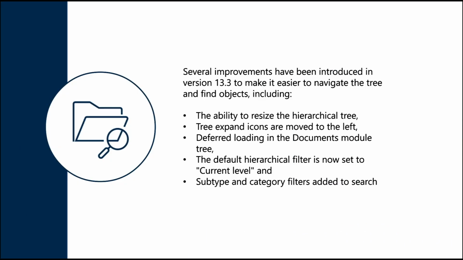Tree and search enhancements. Several improvements have been introduced in version 13.3 to make it easier to navigate the tree and find objects, including the ability to resize the hierarchical tree. Tree expand icons, the plus icons, are moved to the left. Deferred loading in the Documents module tree. The default hierarchical filter is now set to current level, and subtype and category filters added to search.